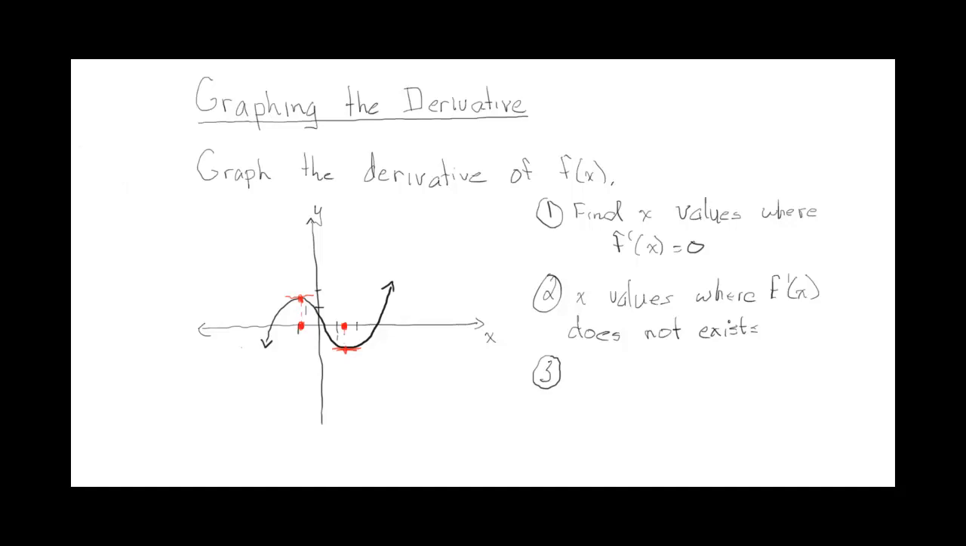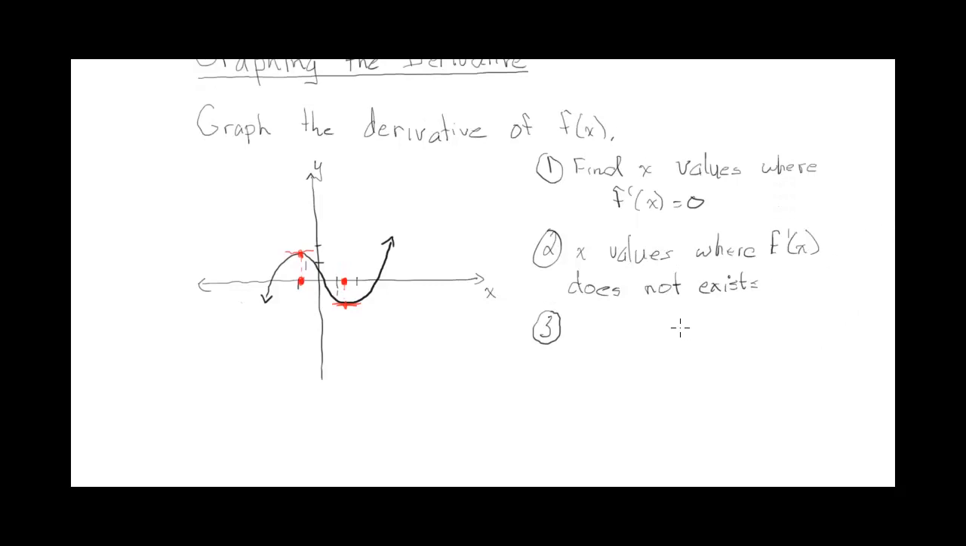Another one would be to try to find the points, and this is going to be an estimate. So estimate where f prime at x, which is the slope of the tangent, is biggest or smallest.